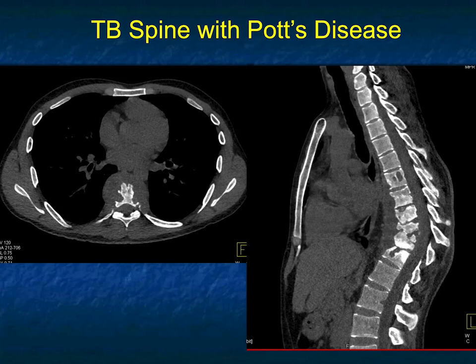And when you think of that, your differential diagnosis is going to make you exclude TB. And this was a great case of TB of the spine with Pott's disease. Just a wonderful example.